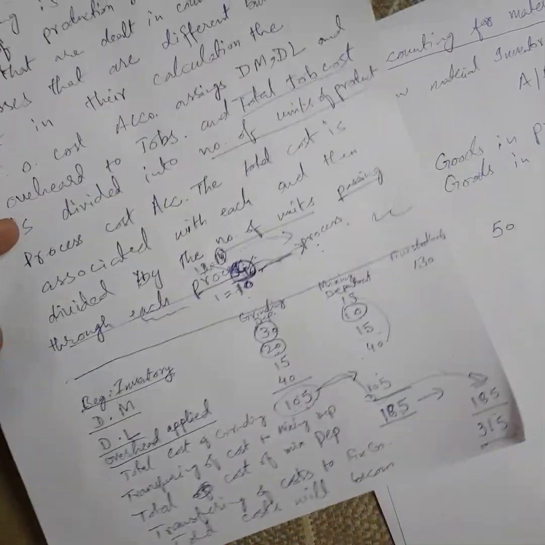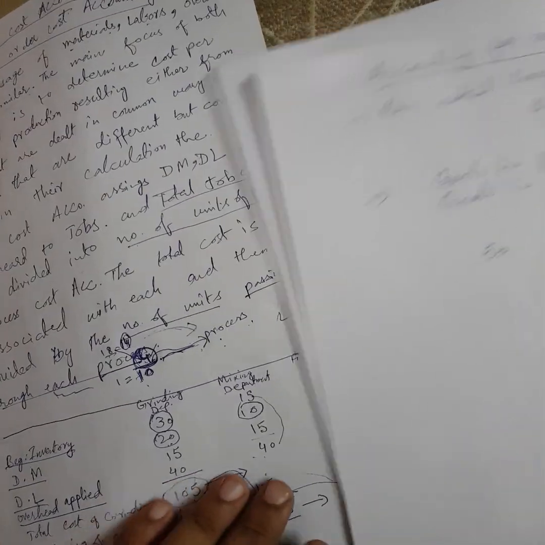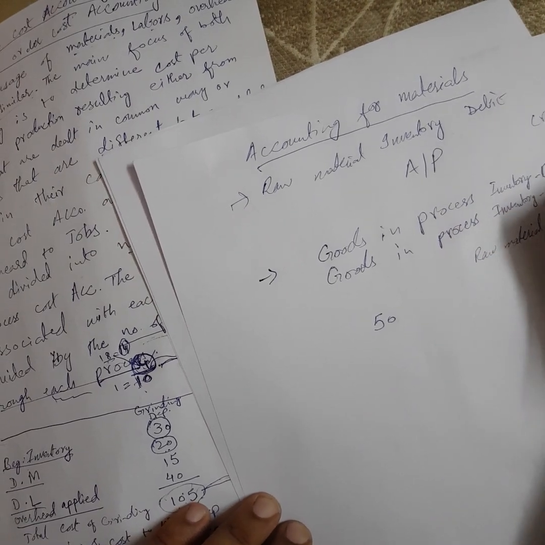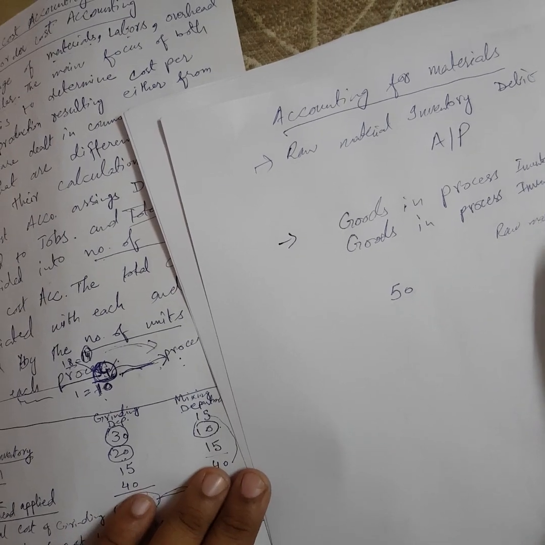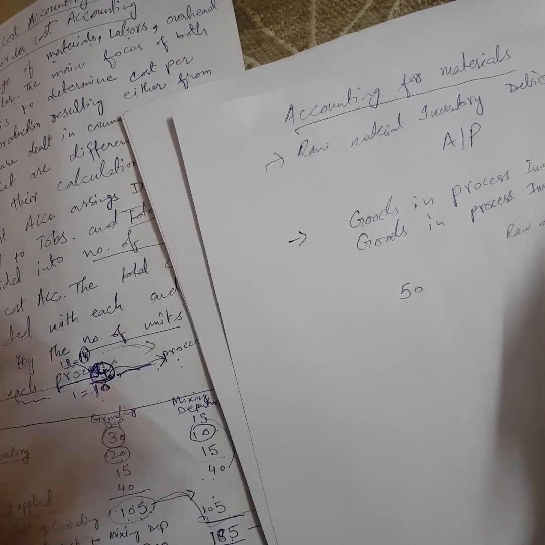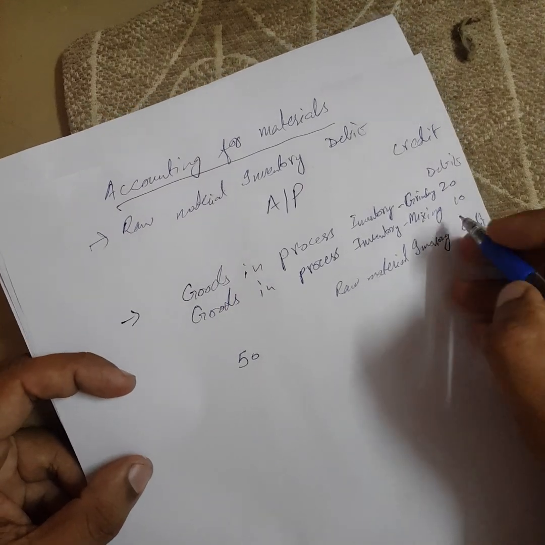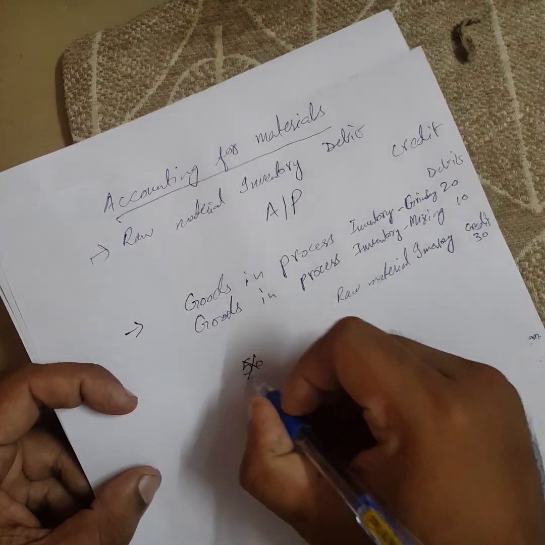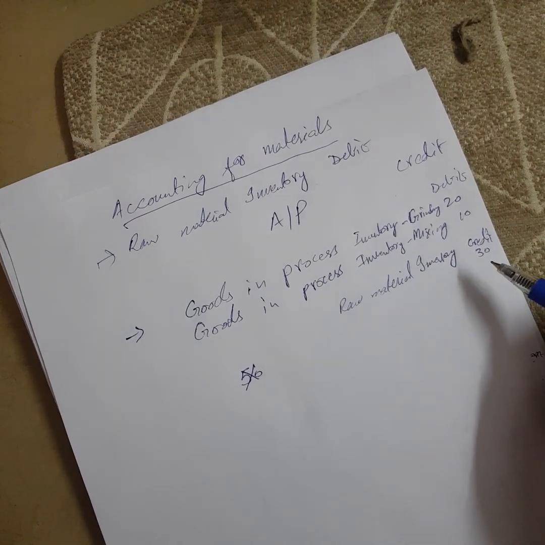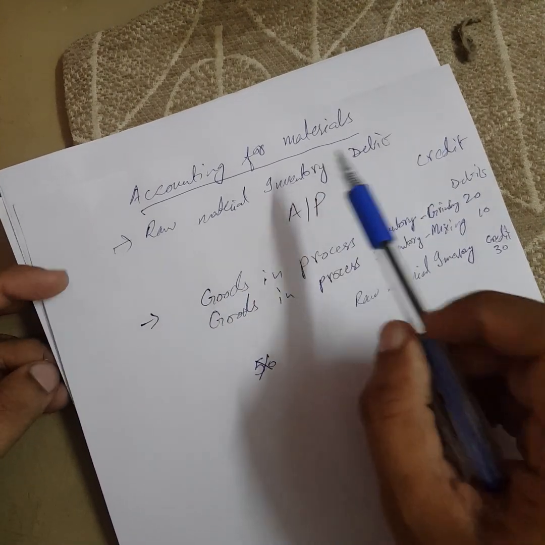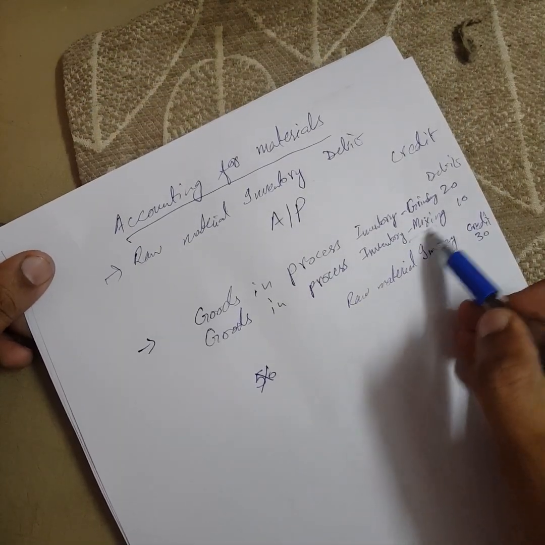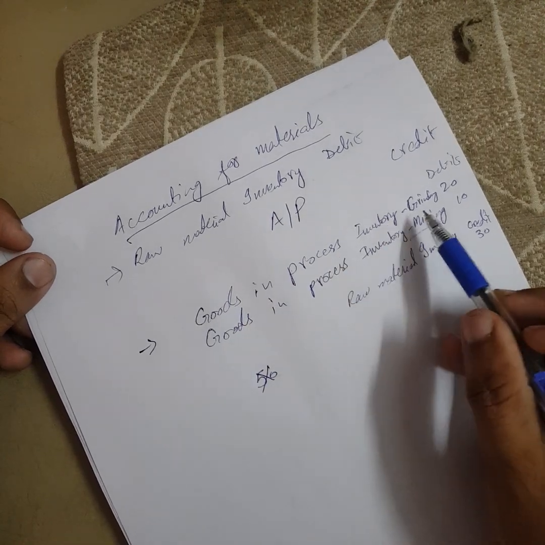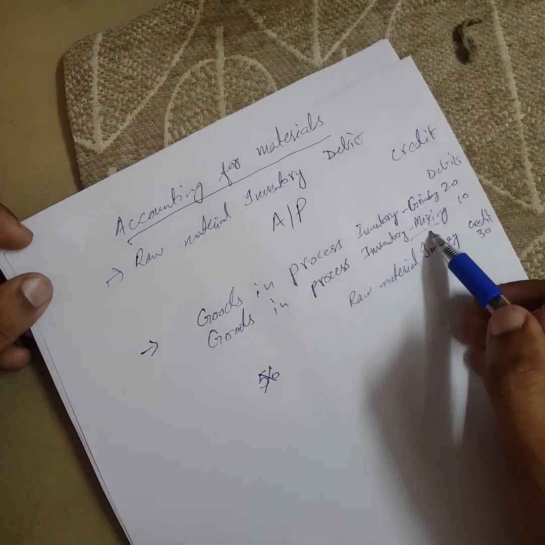This is the sheet we have already made. We will include these costs in it, like 20 rupees in the grinding department and 10 rupees from the mixing department. Our total raw material inventory that is utilized is 30 rupees. So this is the entry to deal with the materials. We will only change their heads: this goods in process inventory is for the grinding department, this goods in process inventory is for the mixing department.